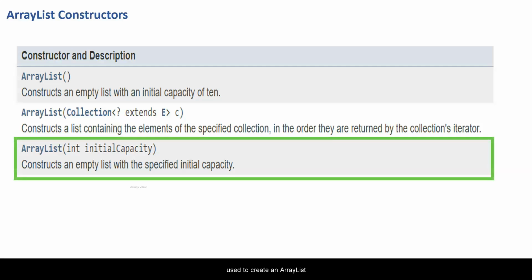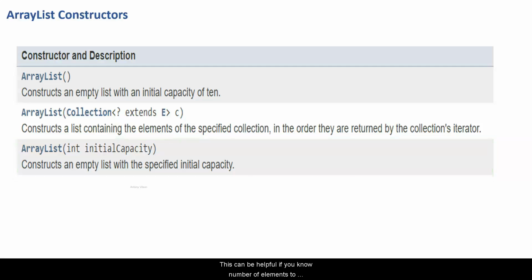The third form of constructor can be used to create an ArrayList with an initial size. This can be helpful if you know the number of elements to be added in advance. This can improve the performance of the ArrayList by avoiding copying of elements during array size expansion. Once the initial size is overflown, ArrayList will automatically enlarge its size.